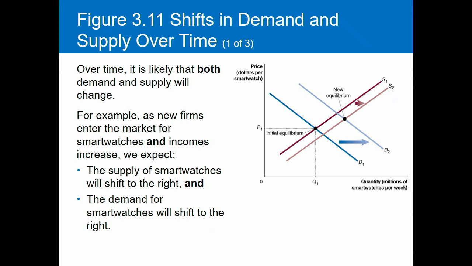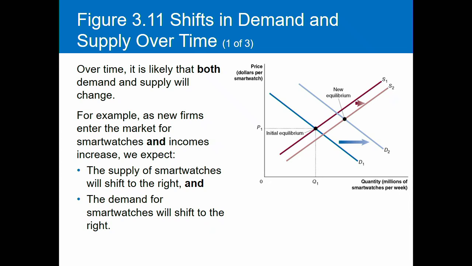So going back to the smartwatch example from the textbook, as new firms enter the market for smartwatches and incomes increase, we're going to see demand increase and supply increase. Supply because there are new producers now providing smartwatches, demand because people have more money to spend on smartwatches. So here we see the supply shifting to the right and demand shifting to the right. Now, just saying that both these curves are shifting, we don't know initially what the effect of the change is going to be, because they're pushing in different directions.